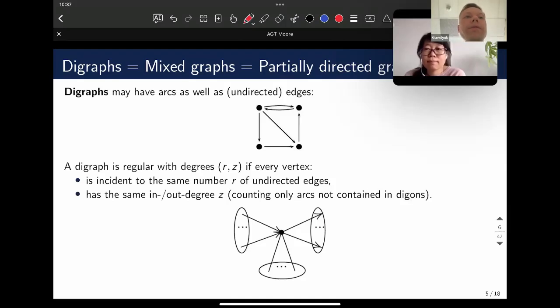Now we say that a digraph is regular with degrees r and z if every vertex is incident to the same number, say r, of undirected edges, and it has the same in and out degree z. And this z counts only arcs which are not contained in digons. So in this picture, say this vertex is incident to r undirected edges, and it has z as an in and out degree.